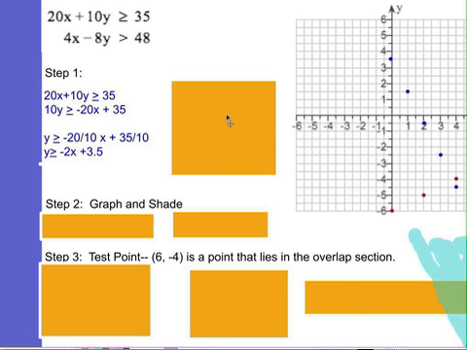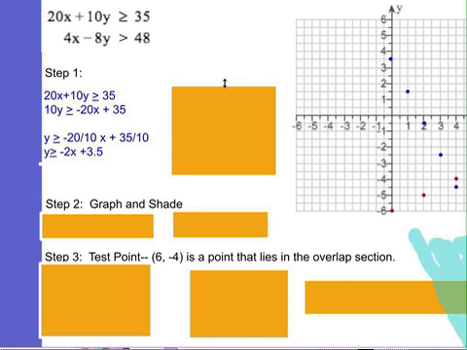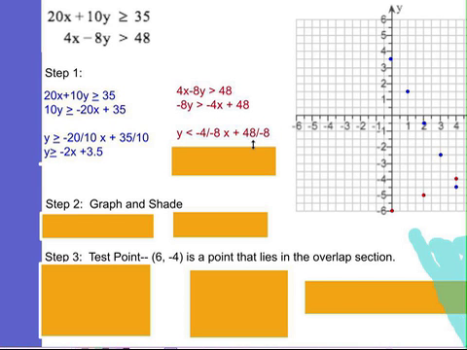Second equation, we're going to do the exact same thing. Get y by itself. So first step is move the 4x, making it negative. Then divide everything by negative 8 to get y by itself. Remember, we're dividing by a negative number, so we have to switch the inequality around. Greater than becomes less than.